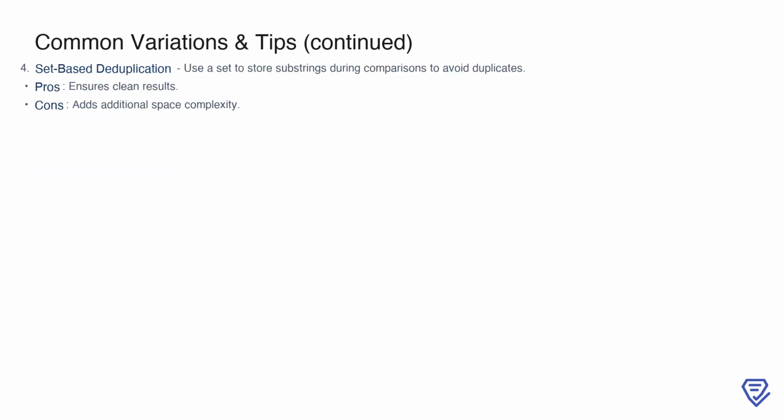Finally, set-based deduplication is a simple yet powerful technique to ensure clean results. By storing substrings in a set during comparisons, you can automatically eliminate duplicates without requiring additional checks. This guarantees unique outputs but adds extra space complexity, as the set occupies additional memory. While this trade-off is often minimal for smaller datasets, it's something to consider for memory-constrained environments. Using a set is a practical and efficient way to handle deduplication while maintaining the integrity of your results.